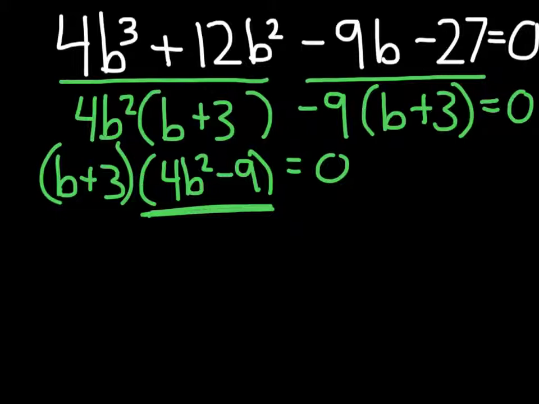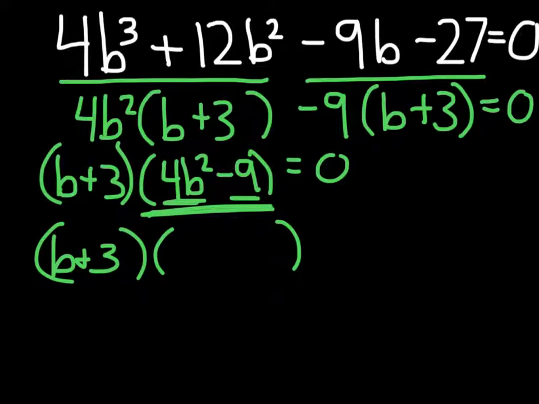In other words, the first term, 4b squared, is a perfect square, and the back term, 9, is a perfect square, and I have a minus in between. That means it can be factored further. So I still have this b plus 3.